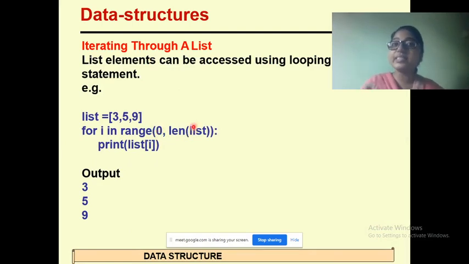But the thing you need to remember for the range function is that the last index is excluded. What do you mean by excluded? It is not considered. So it will start with 0 and end at 2. That is, the first index 0, then 1 and then 2. So all 3 elements of the list are printed here in the output section. This is how you iterate through a list.